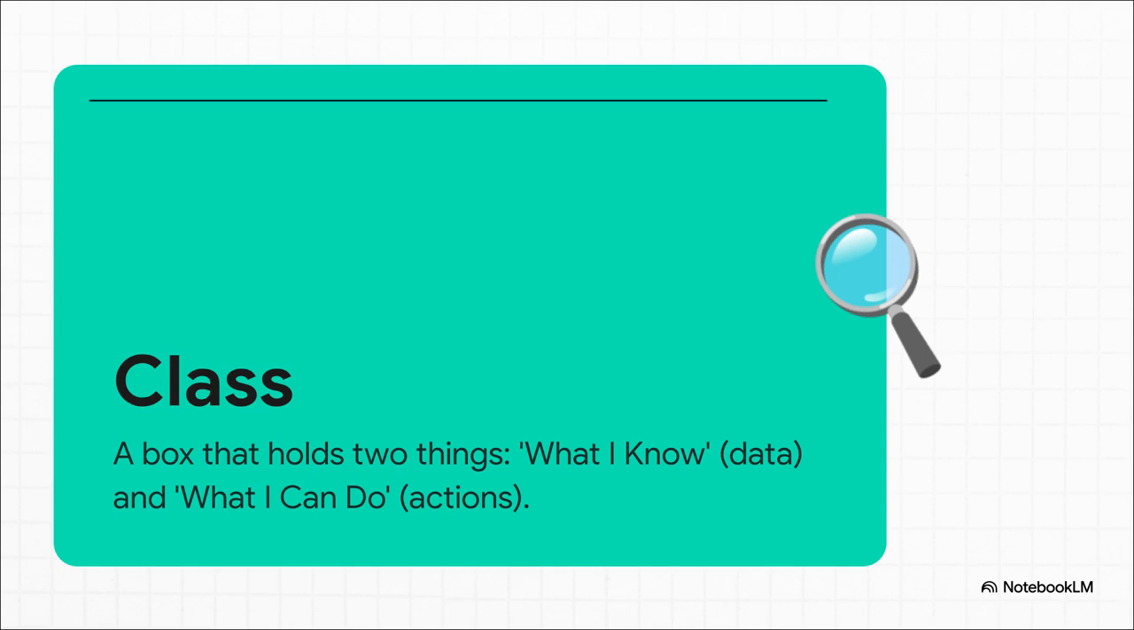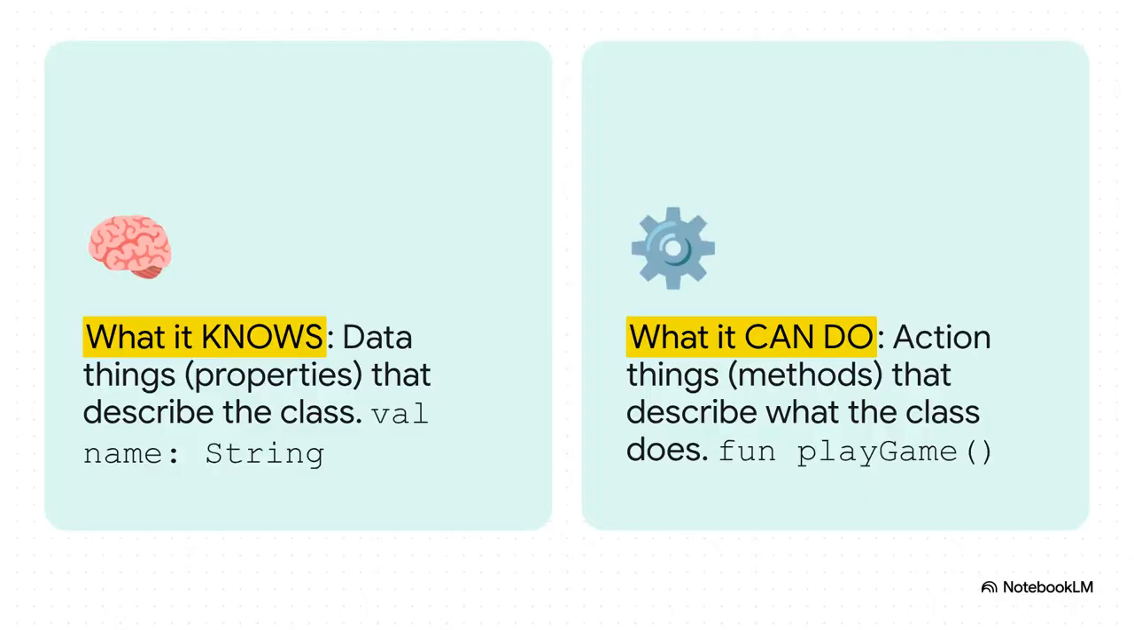This is such a great way to think about it. Every single class, every one of these building blocks, is really just a container, and it only holds two kinds of things: stuff it knows and stuff it can do. That's it. And what's really cool is how this maps directly to code.